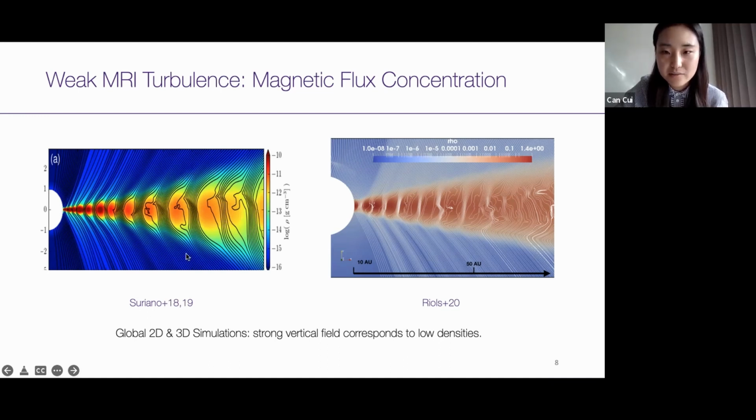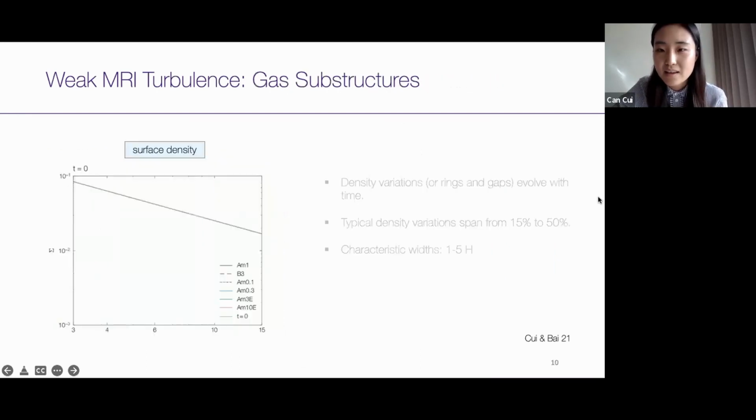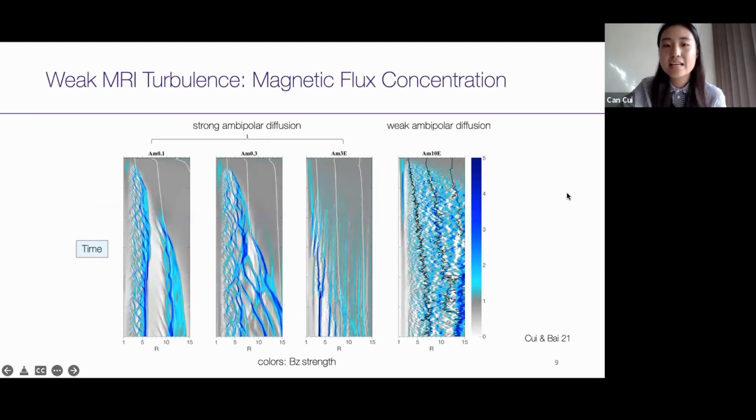So the black curves and the white curves are the magnetic field lines. And you can see these lines are concentrated at different radial locations in the disk. And also at these flux concentrated locations, the densities are quite low. So our simulation results confirmed the previous simulations and let us look at the details of this flux concentration phenomenon.